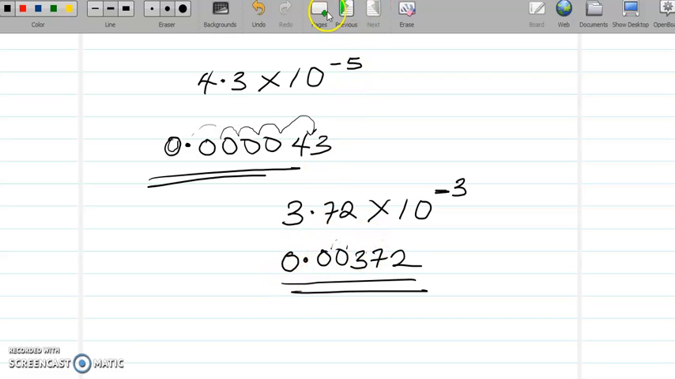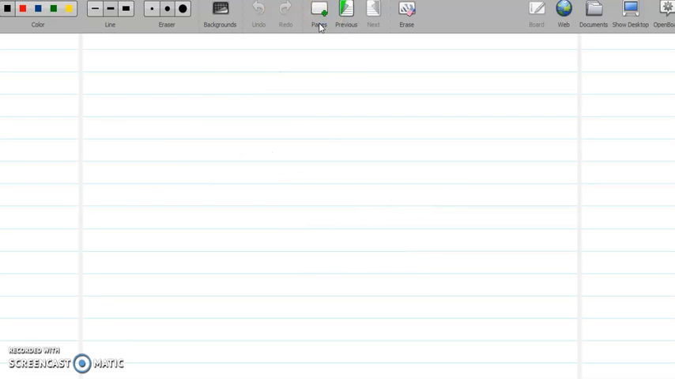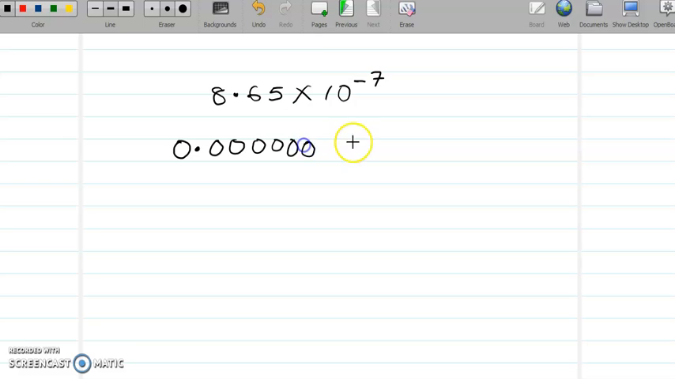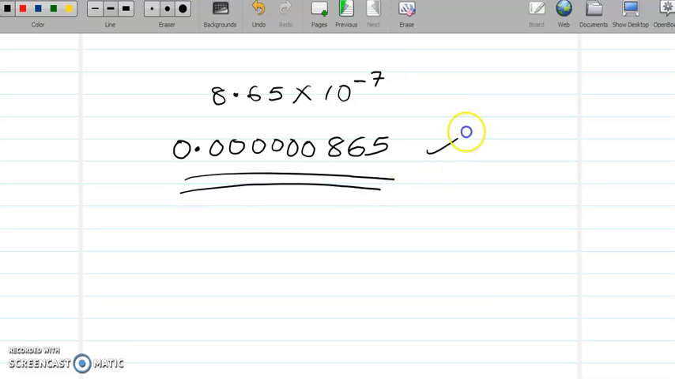See that? Okay, now the final example before we close for today is if you are asked to write this number from standard form to ordinary form: 8.65 times 10 raised to power minus 7. Here, we have this to be minus. I will start from 0 point. Since I have 7, I'll have to get 6 zeros. 1, 2, 3, 4, 5, 6. Then I have 8, 6, 5. So this is the ordinary form.